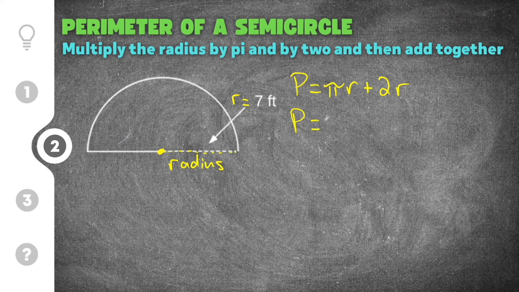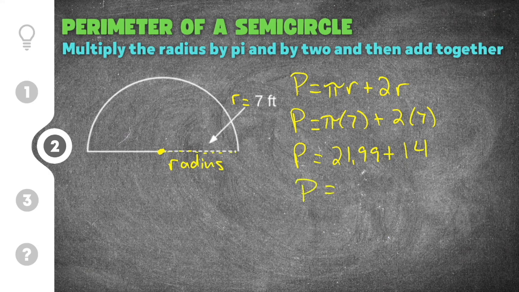We're going to go ahead and substitute in a 7 everywhere we see an r because radius is represented by the number 7. So we're going to say pi times 7, which is 21.99, plus 2 times 7, which is 14. After that, we're going to add the 2 together, and we're going to get 35.99, and our units are feet, so it's going to be 35.99 feet for the perimeter of this semicircle.